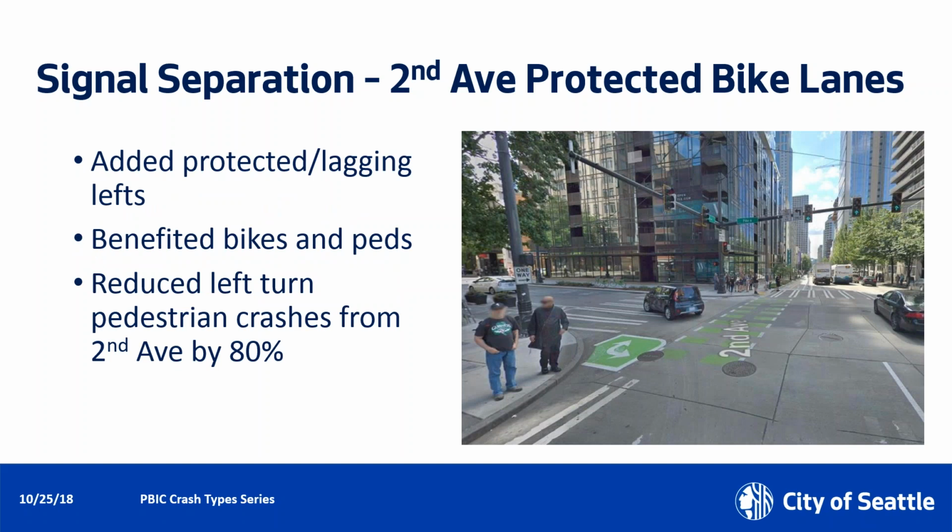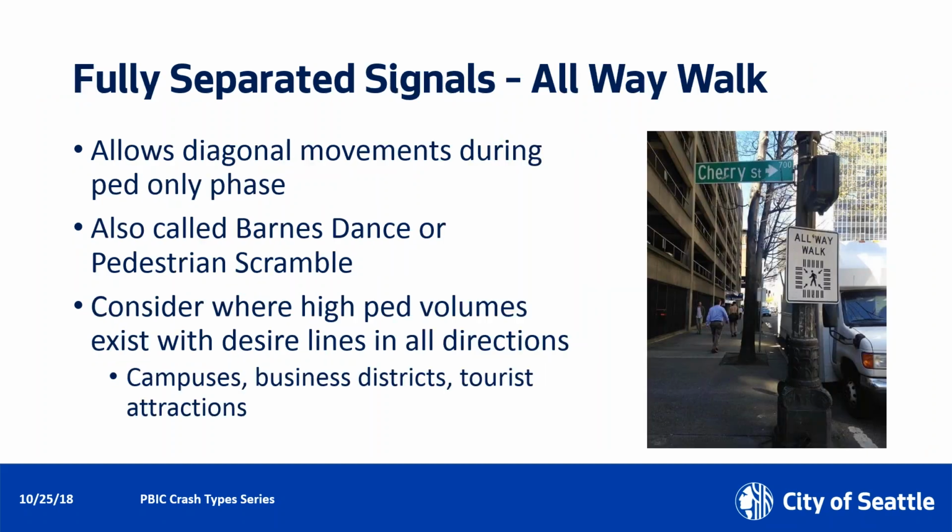So we added protected and lagging lefts to the intersection, but it has the extra benefit of also providing a separated pedestrian phase along that corridor. So bikes and peds get to go first, and then left turns get to lag afterwards. Even though we didn't have a large volume of pedestrian crash data out there, we did show that at these specific intersections where they were turning left, we reduced crashes by 80%.